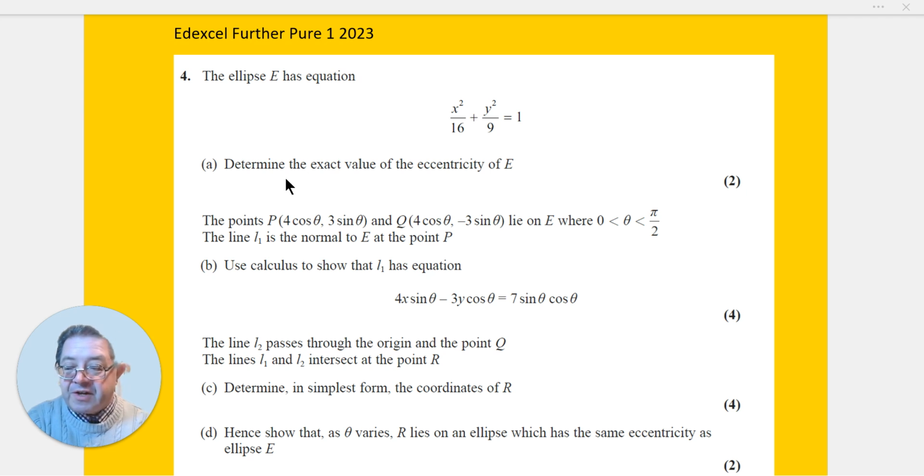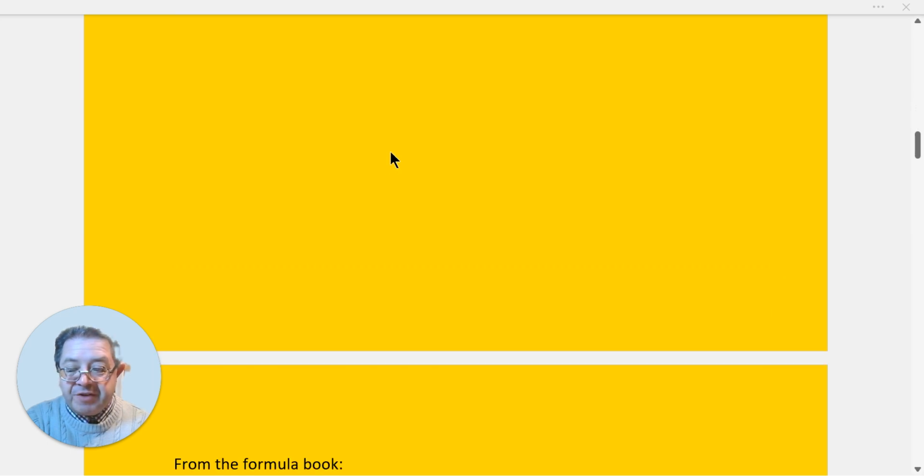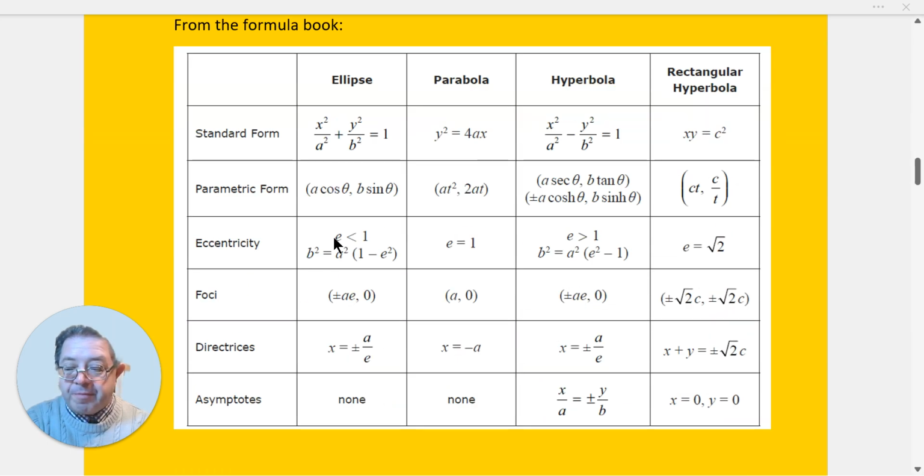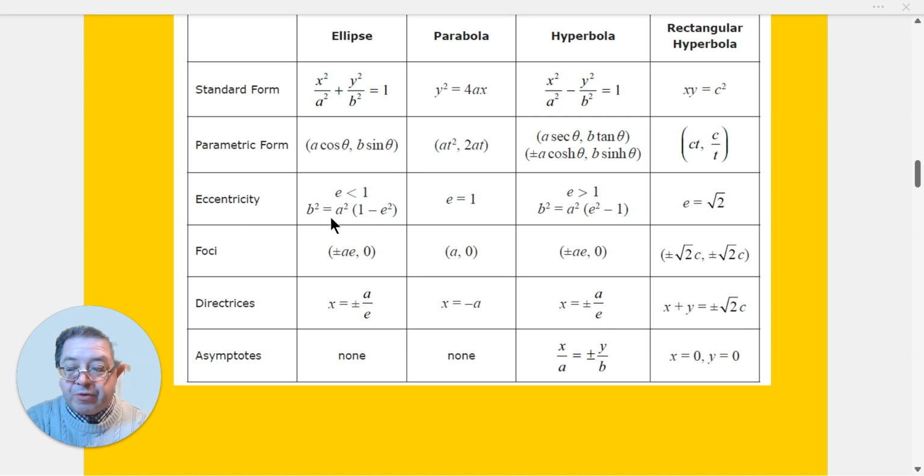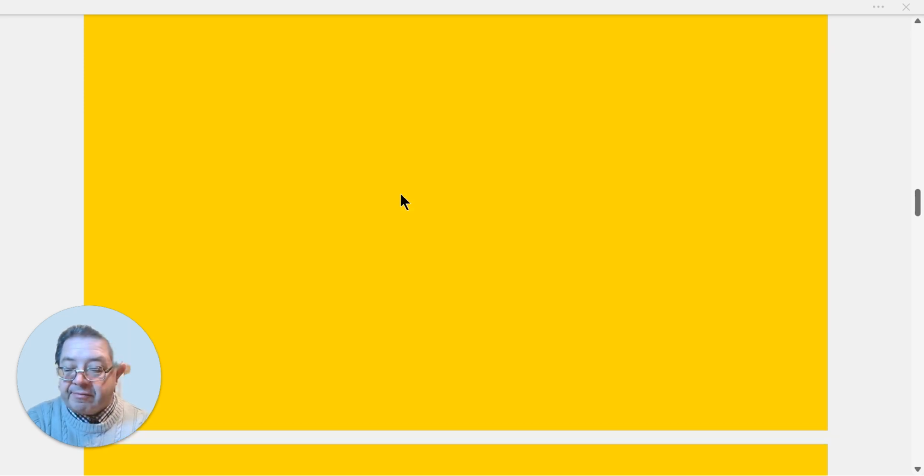The word to note here is "determine". Determine is slightly stronger than find. It means that some method must be apparent, and exact value means what it says. If it's a surd, we leave it as a surd. So the formula we require is the formula here, b squared equals a squared times 1 take e squared.